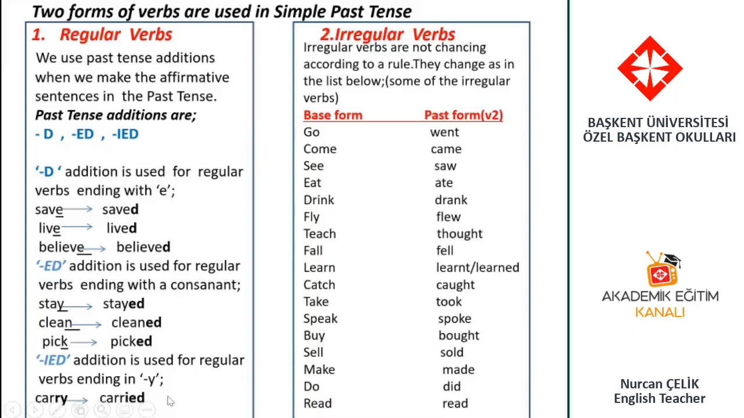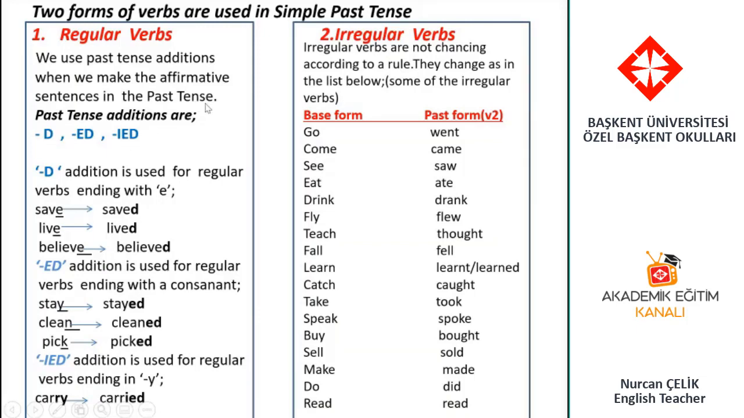Cry also finishes with two consonants, and we omit Y. It changed into I. And cried. Cried is also a regular verb to form, and we add IED. So, regular verbs change with D, ED, IED, and they become verb to.